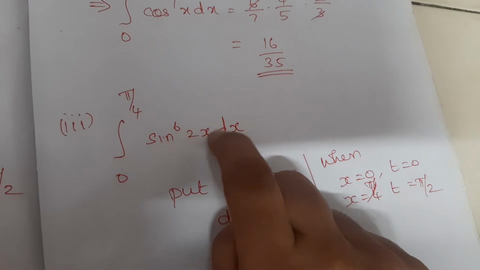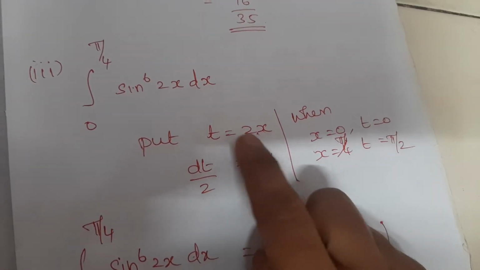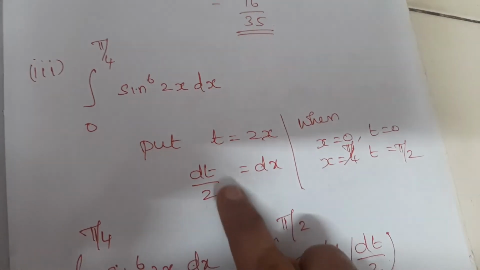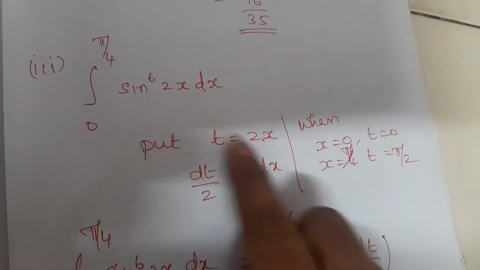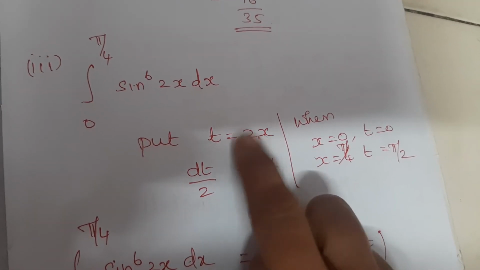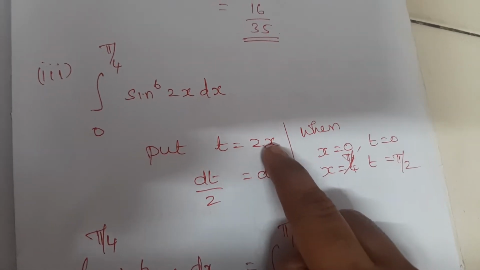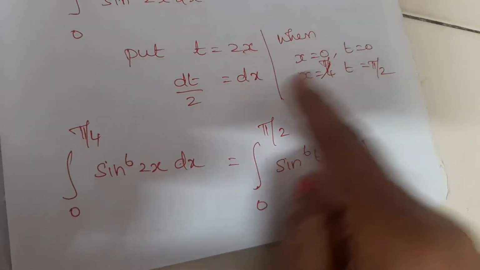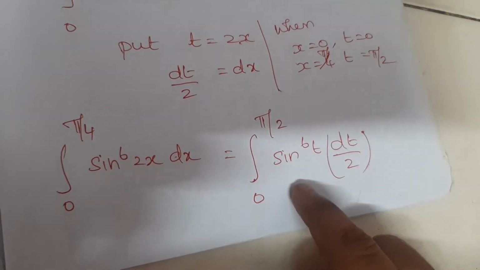So I want to take this 2x as t. Then dx will be dt by 2, so dx can be replaced by dt by 2. When x is equal to 0, you substitute, so t is equal to 0. When x is equal to pi by 4, you will get t is equal to pi by 2. So the limit also can be changed: 0 to pi by 4 can be changed as 0 to pi by 2.